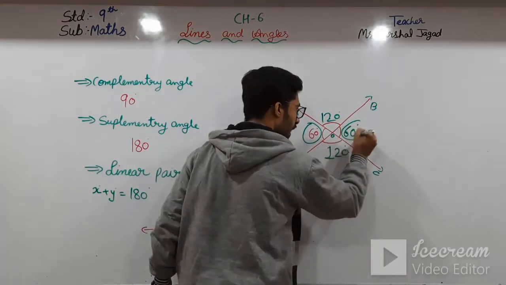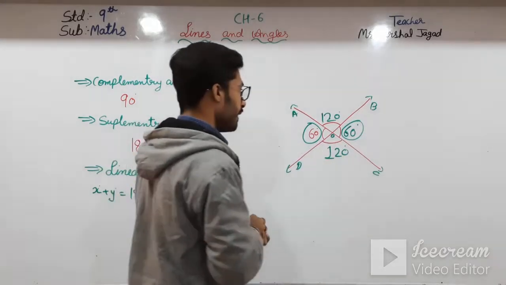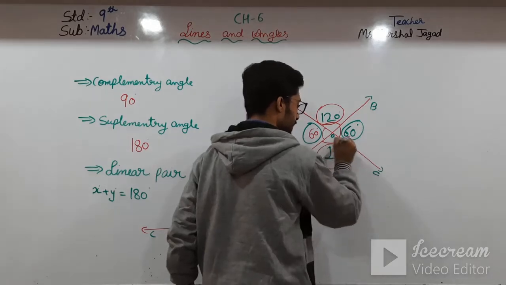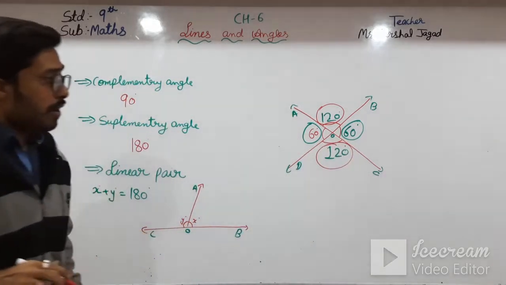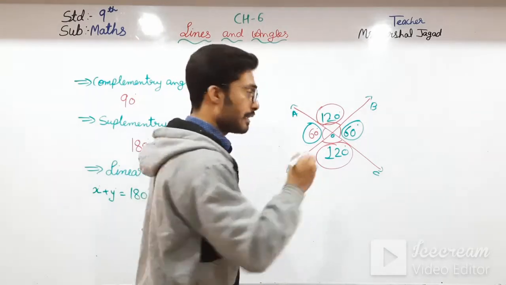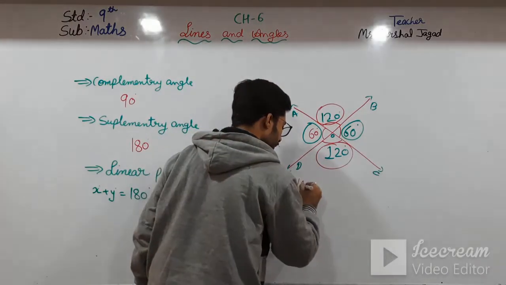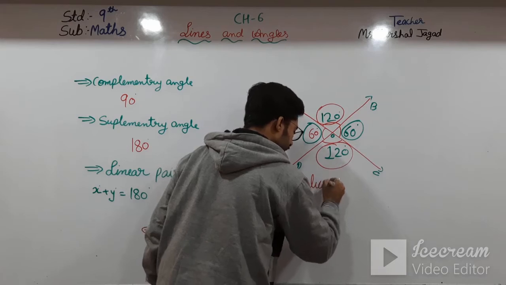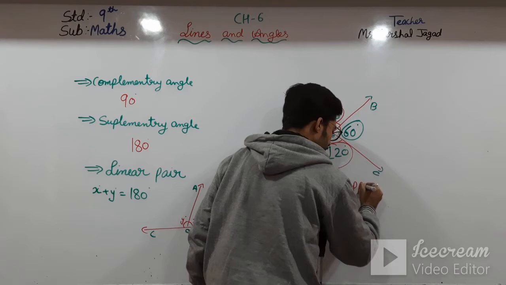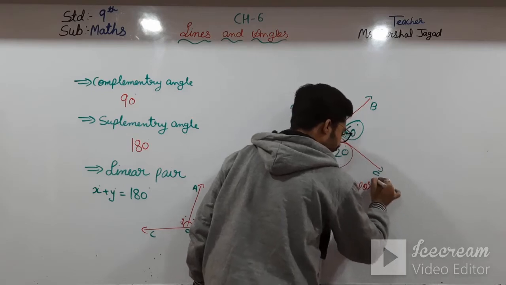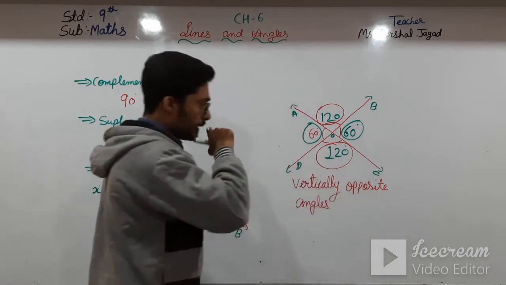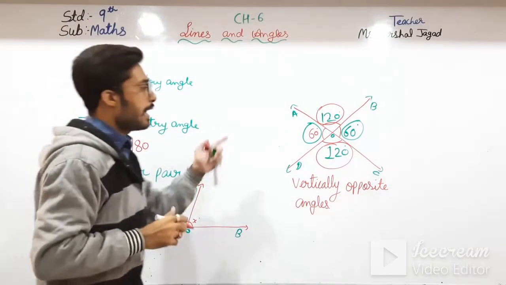now you can see this and this are the same, and this and this are the same. Now how can we define these? We can say that they are vertically opposite angles. Okay, they are vertically opposite angles.